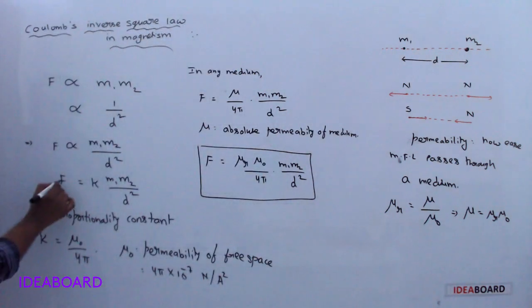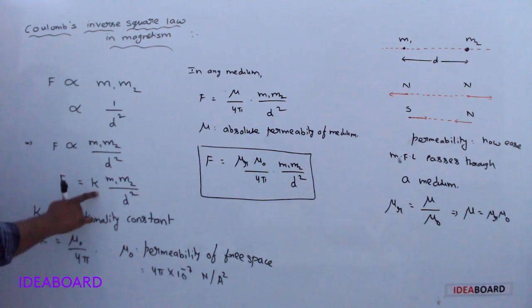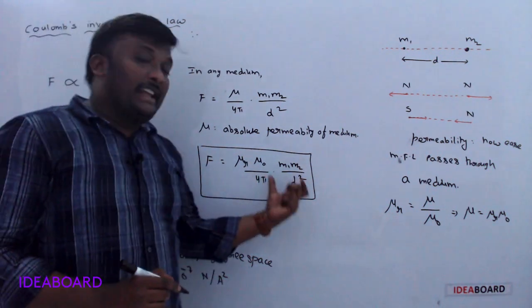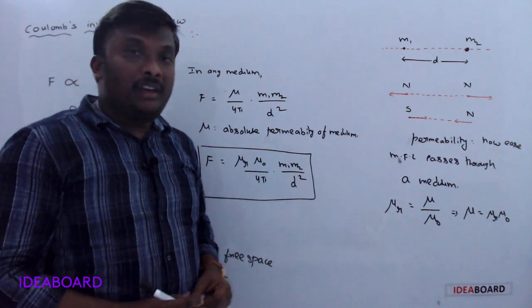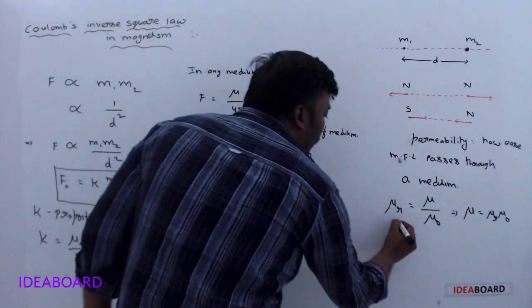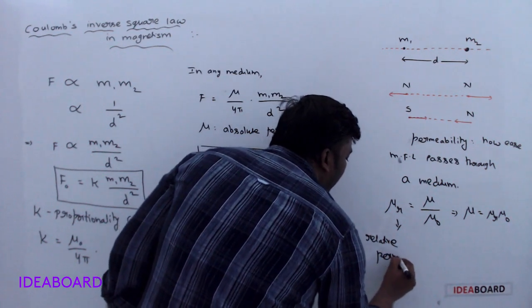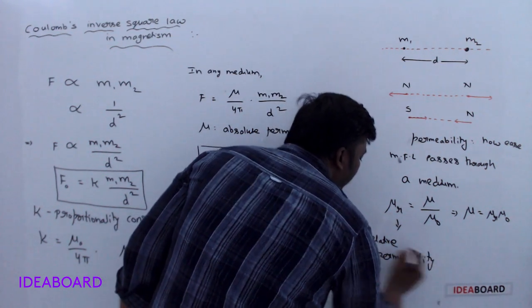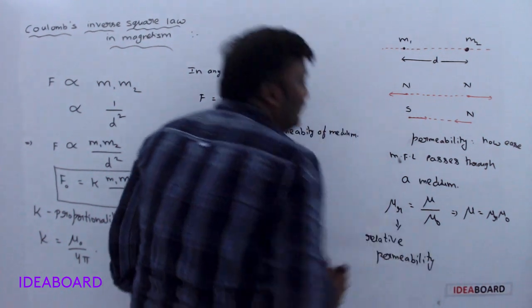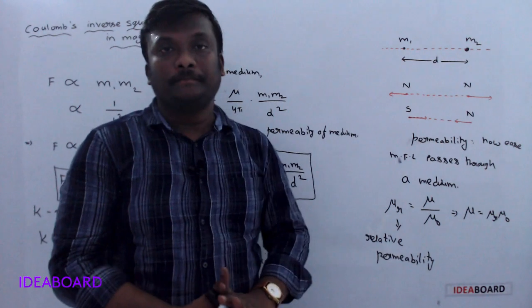Understand? This formula is used in free space, where k is nothing but mu naught by 4 pi. In any medium, this other formula is applicable. For free space, mu r value is 1. Here mu r is the relative permeability, like relative permittivity. In electricity we have the relative permittivity; here you have relative permeability.